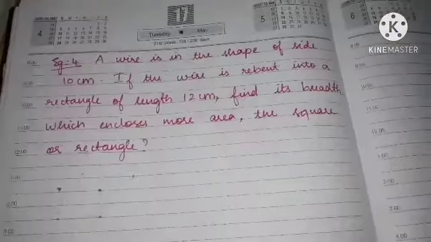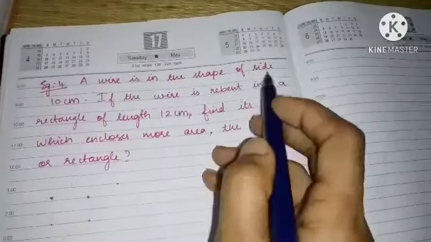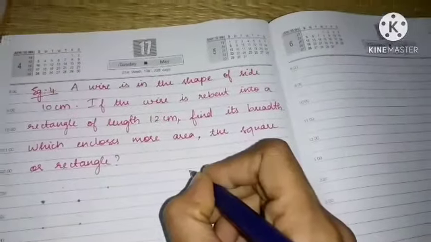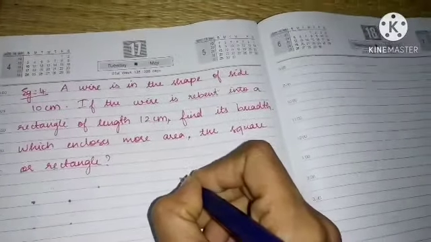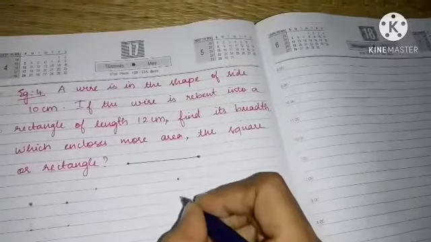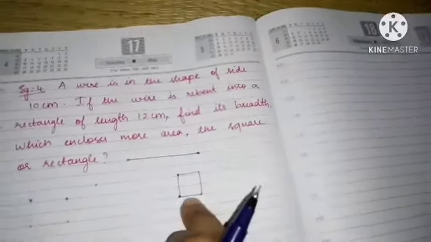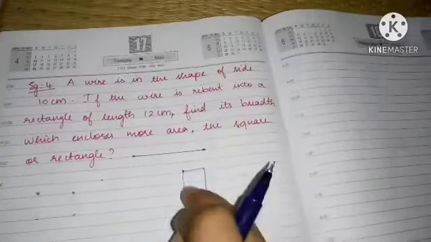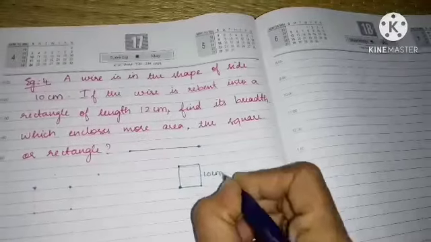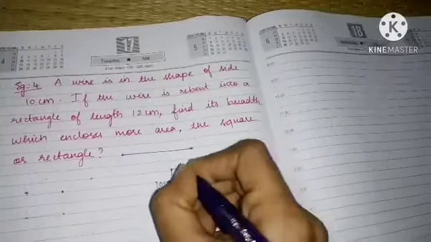Understood? Next is your example number 4. A wire is in the shape of a square of side 10 centimeter, which means one wire is bent in the shape of a square. So that side will be 10 centimeter. If this is 10 centimeter, this length is also 10, this is 10, this is 10.